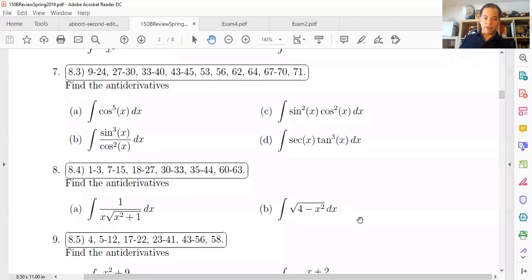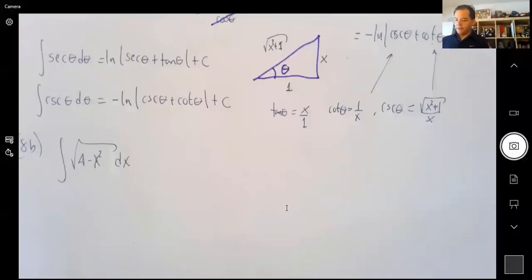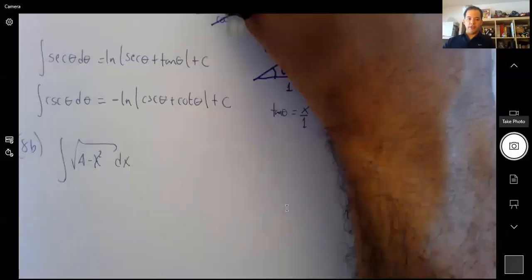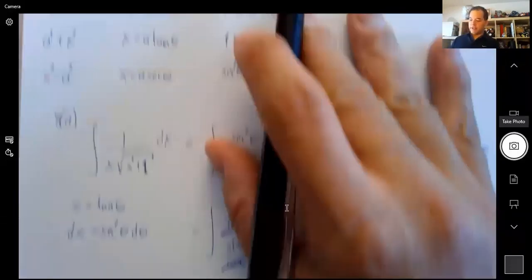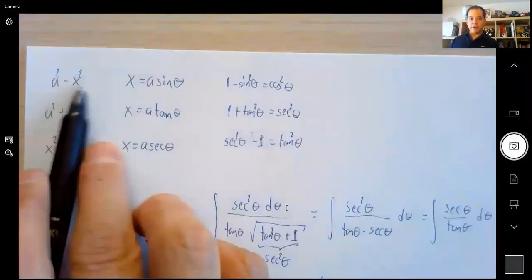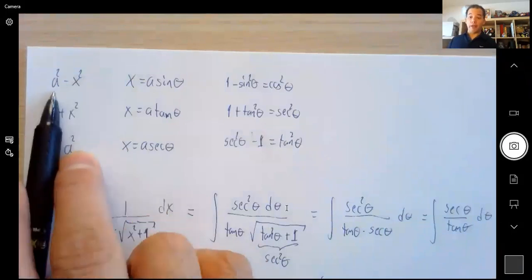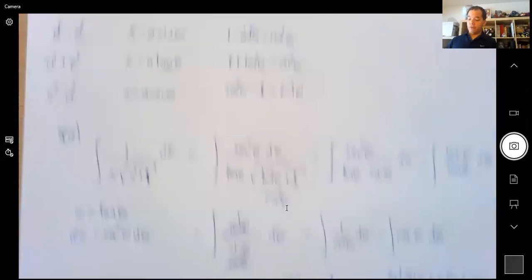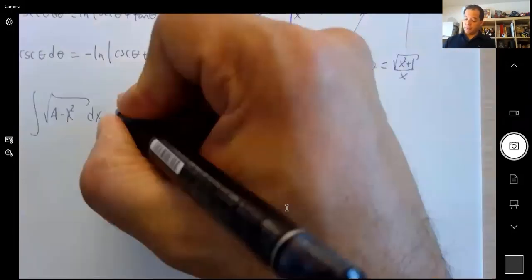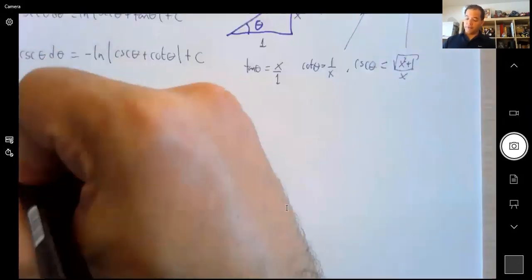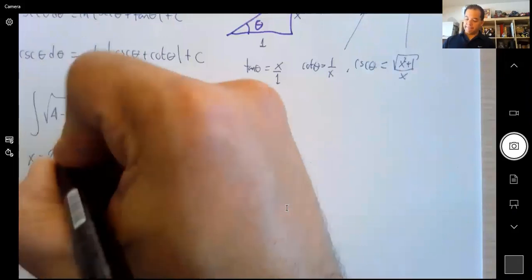Let's do this one, the square root of 4 minus x squared. For this one, we want to use the substitution from the top. It's a squared minus x squared, where a is 2 because it's 4 minus x squared. So over here, we're going to use x equals 2 sine theta.